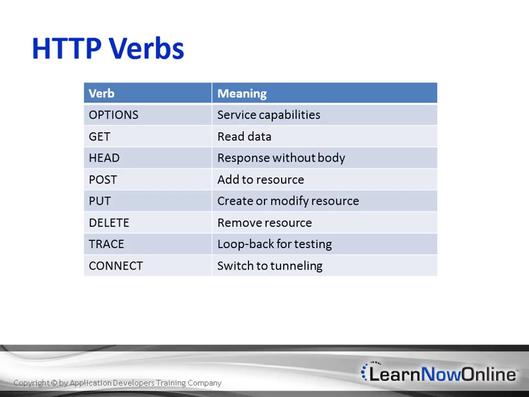This table shows some of the verbs that you can use. The most common that you'll use are the get, post, put, and delete. Get reads data. Post and put both have the capability to create or update, but the primary difference between them lies in a concept known as idempotency. Put is idempotent. That means that it can only operate on one resource. No matter how many times you do a put on that resource with the same data, it will not change it.